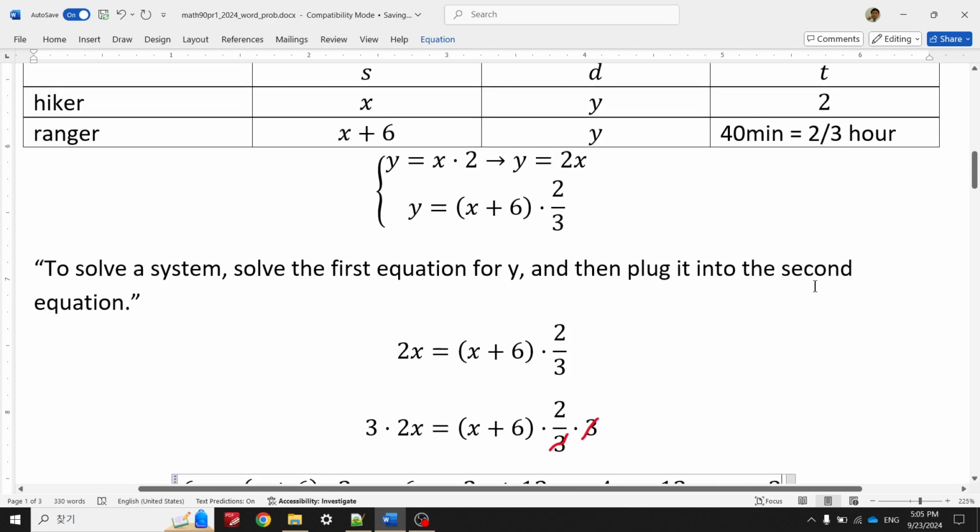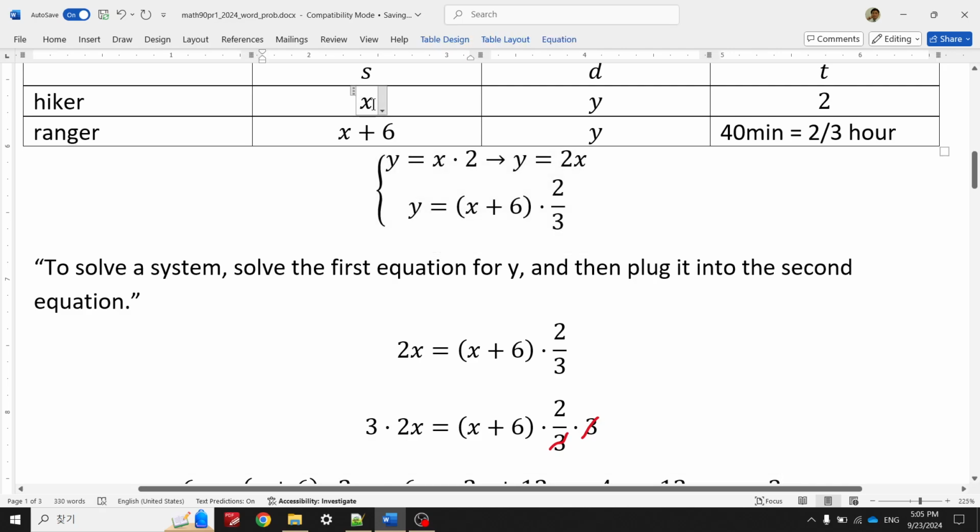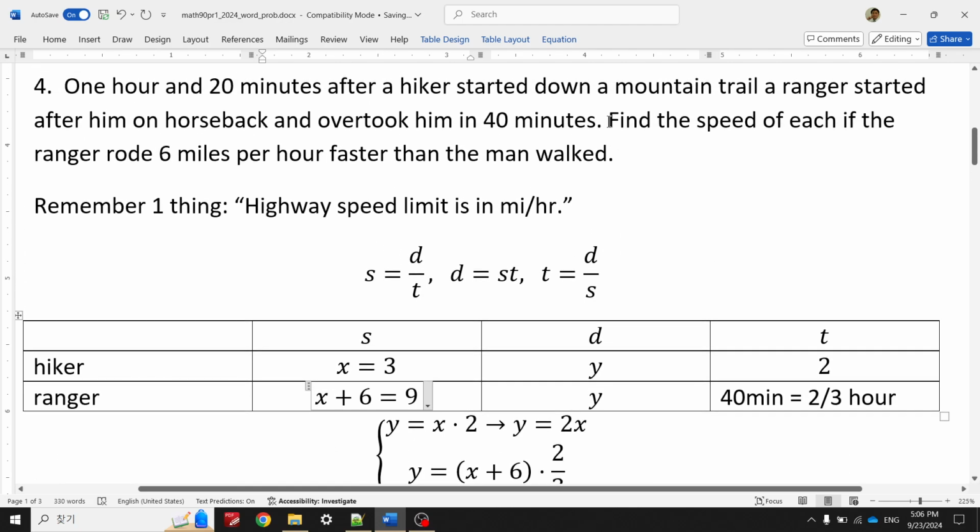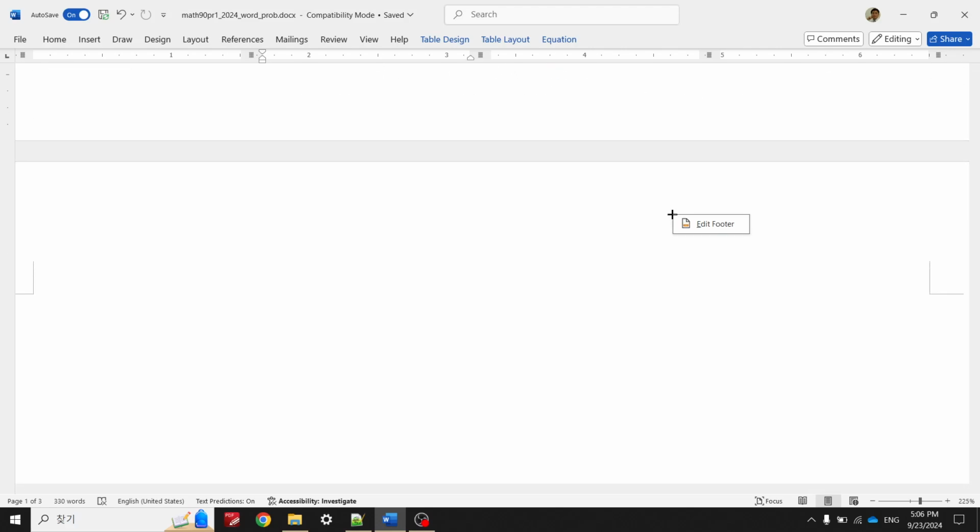Okay, so what does that tell us? That this is 3, and this would be 9, right? So if you go back, if you read the question, find the speed of each of the rangers. So that's what it is. Now, if you're interested in the distance, since y is equal to 2x and x is 3, this would be 6. So the hiker and ranger both went for 2 miles. But the question here is asking for the speed, so the answer would be 3 and 9 miles per hour.